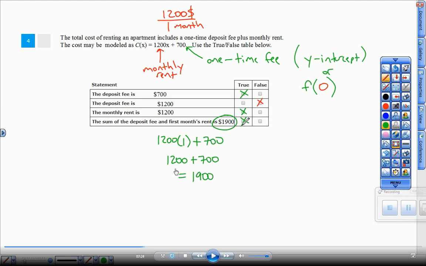And again, what you could say about this is know that the number in front of x is the rate. The plain number without an x is the y-intercept, or the one-time fee.